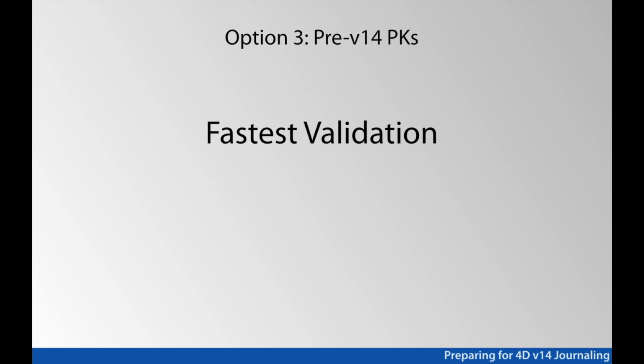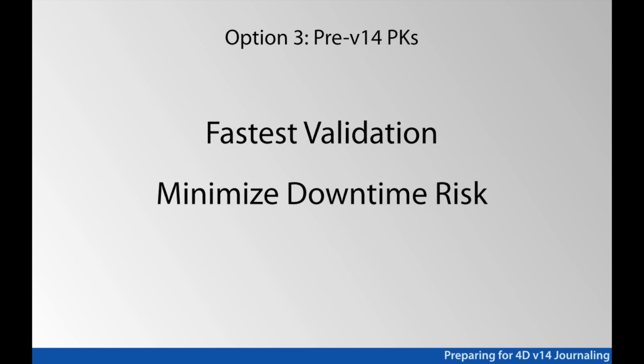Again, you get the benefit of the fastest validation because by the time you convert to v14, the only thing you're asking 4D to do is validate your existing data. You minimize the downtime risk. You know you have no nulls. You know you have no duplicates, so that when you convert to v14, you don't have to worry about losing your journal file and things like that.